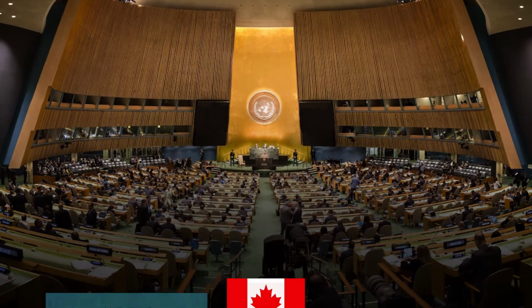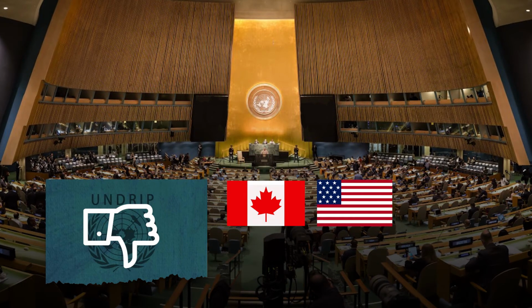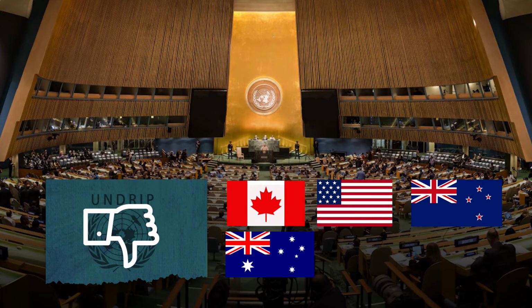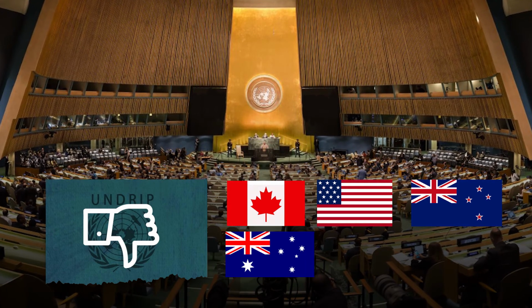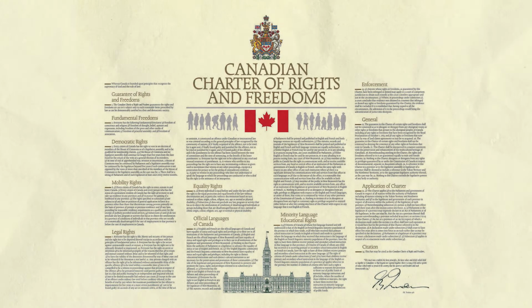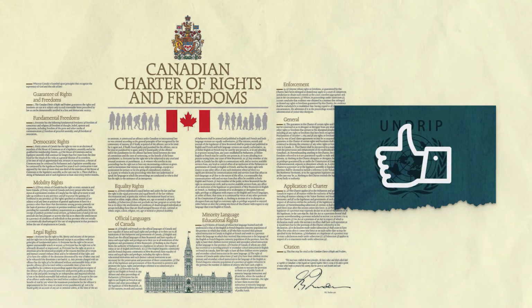Canada originally voted against UNDRIP in 2007, alongside the United States, New Zealand, and Australia, out of concern for the articles stipulating the right to self-determination and free, prior, and informed consent. The Canadian government at the time said the declaration was inconsistent with the Constitution. Eventually, Canada endorsed the declaration in 2010 and announced its full support in 2016.